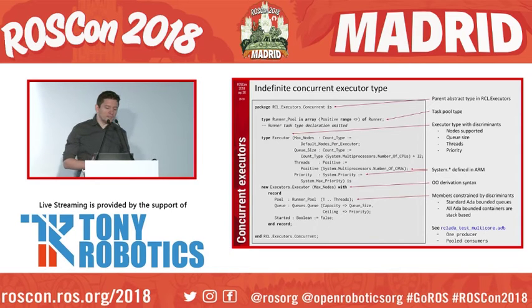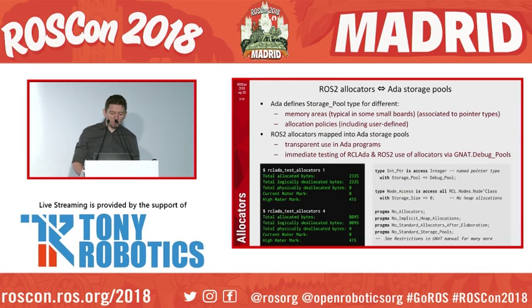For example, this is the multi-task support in the binding. You have the executor type, which has several discriminants, which is the terminology in Ada for this kind of construct. And you initialize the executor with the number of nodes, the size of the queues, the threads that are in the pool, and the priorities, and everything is created in the stack. And this way, we avoid the problem of heap allocation.